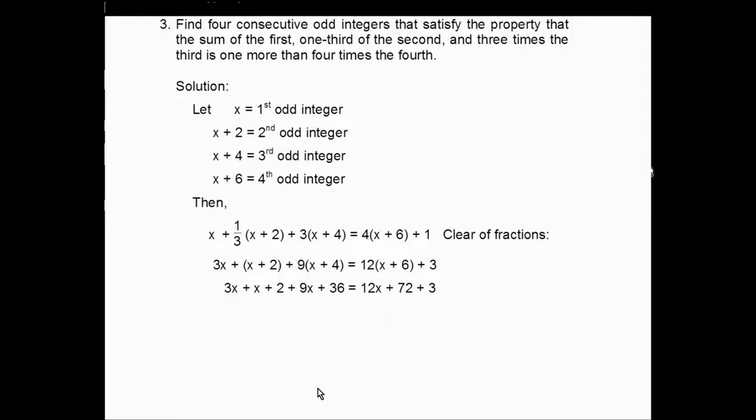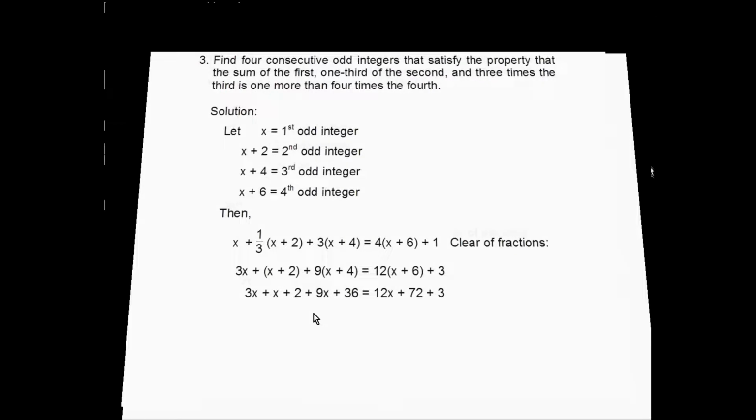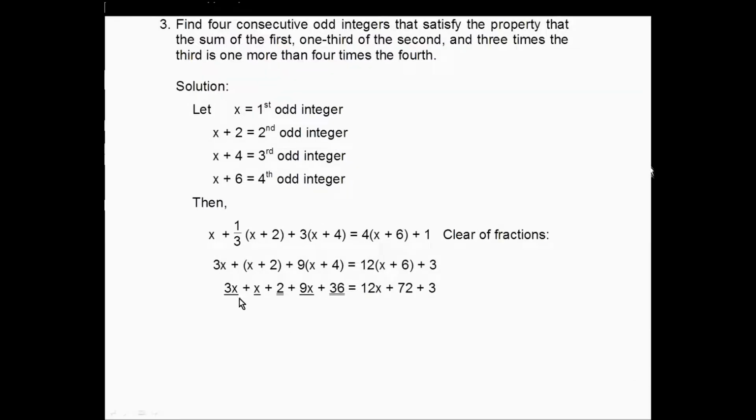Okay, I now need to combine terms on both the left side and right side. On the right side I'll have 75 there. On the left side I want to combine terms. 3x and x is 4x plus 9x is 13x. So I have 13x, and the number 2 plus 36, I get 38. So 13x plus 38 equals 12x plus 75.